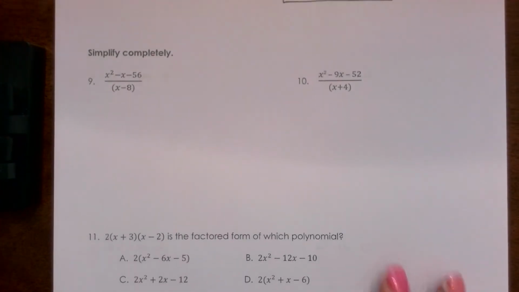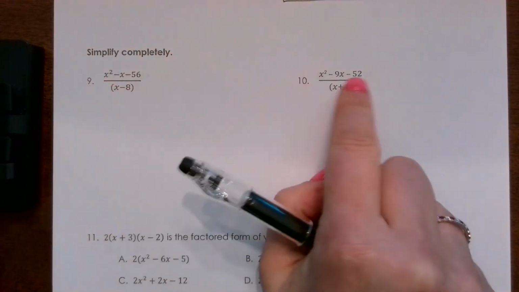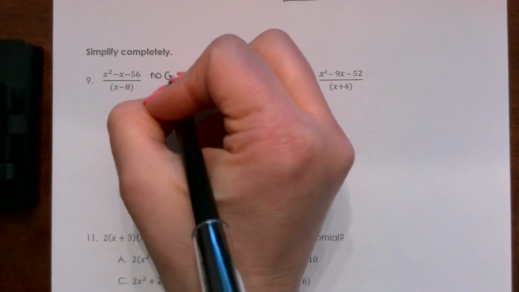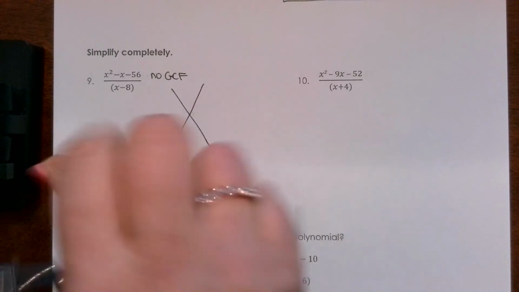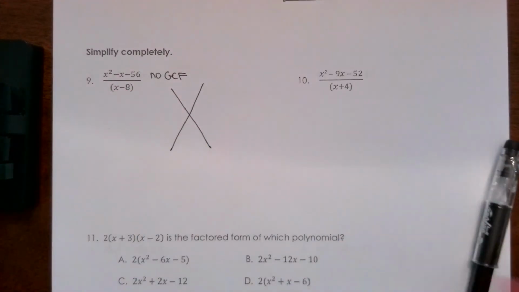Time to look at these quotients here. I've got some division. Don't worry so much about it. I just need to factor my numerators. Looks like there is no GCF for this numerator. So I'm going to see if when I factor this trinomial, it gets me x minus 8.